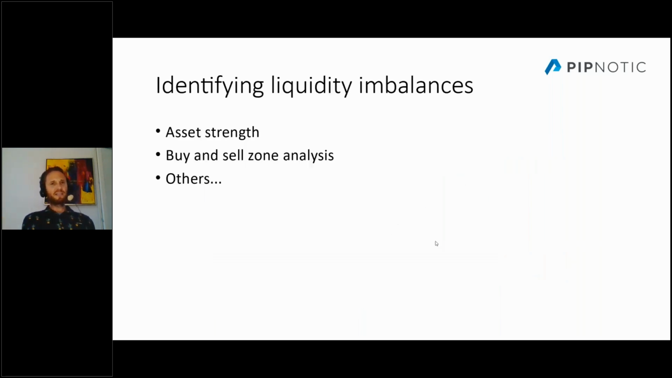Okay, so how do you identify these liquidity imbalances? I mean, you can do it in numerous ways. The way I've taught myself is using something called asset strength, which is the primary focus of today's talk, and that is the buy and sell zone analysis. And you can do this using other stuff as well.